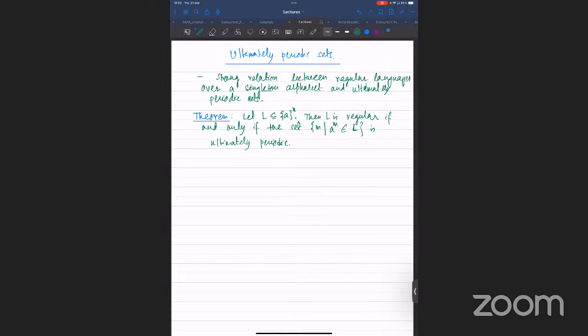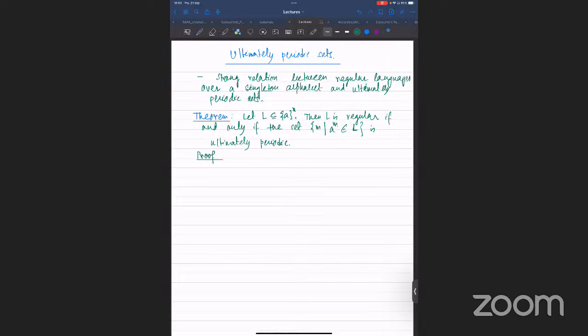So what are we saying? Suppose you have a language L over a singleton alphabet A. Clear? Now you consider the lengths of the strings in L, so that will form some subset of natural numbers. We are saying that if L is regular, then the subset will be ultimately periodic, and also vice versa. You consider the words in that language, you take the lengths, and you have the set. Now, if that set is ultimately periodic, then the language L is regular. Clear?